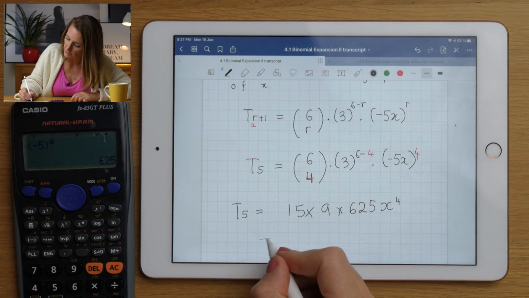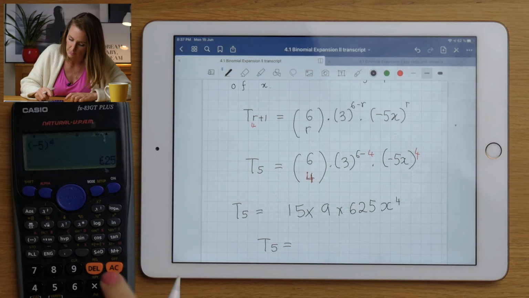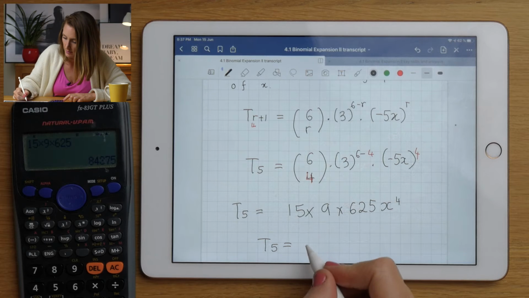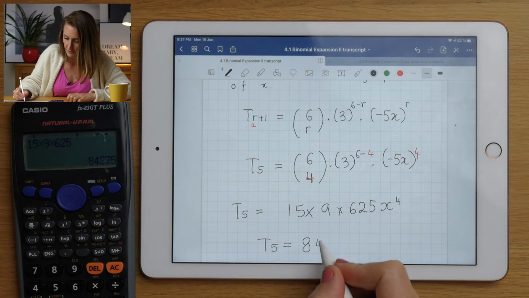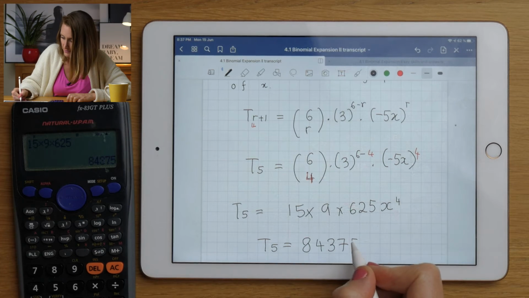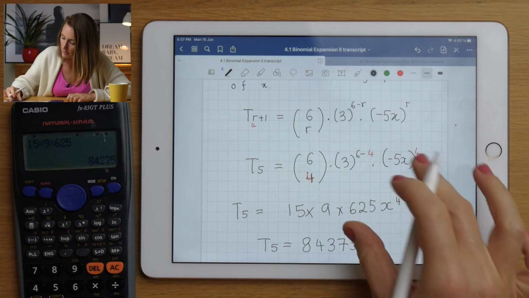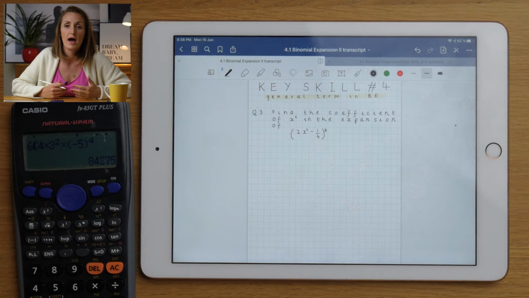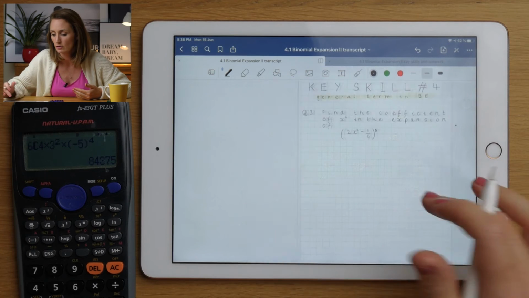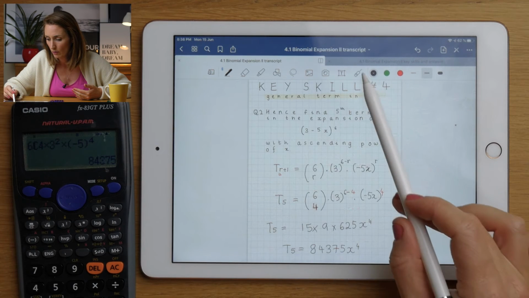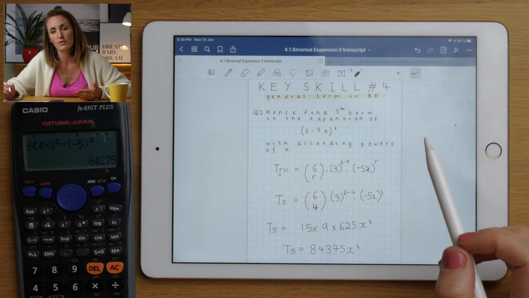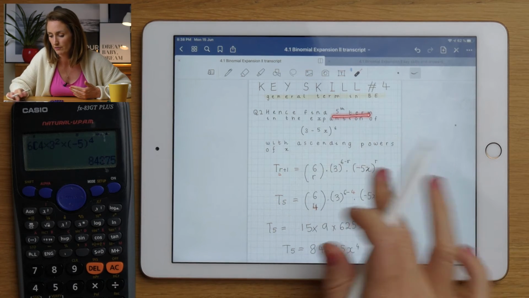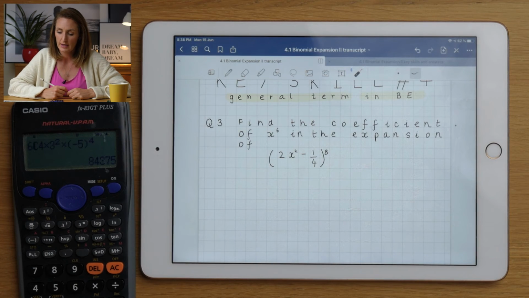And the final answer for the fifth term is going to be 15 times 9 times 625. Oh, it's going to be a really big number. 84,375 x power 4. So I hope you see the power of the general term. Instead of having to go through the first, second, third, fourth, and fifth terms, you can go directly to the fifth term.